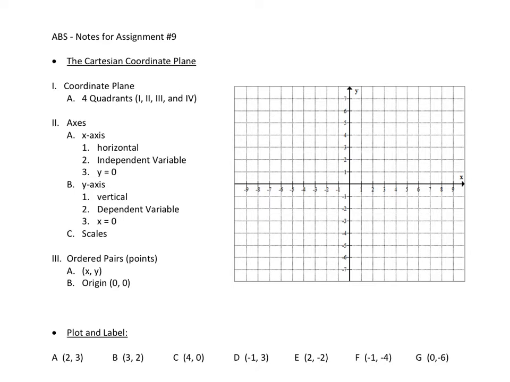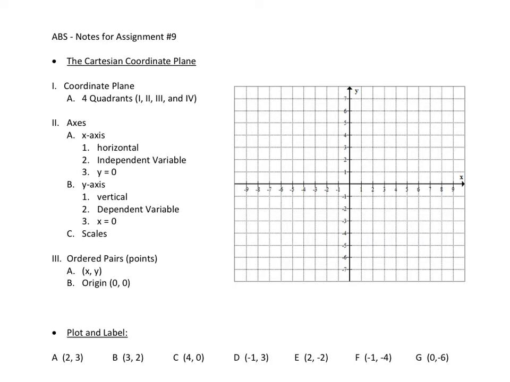In this video I will be covering notes for assignment 9 in the course ABS. More generally speaking, this video is all about graphing. How do you graph ordered pairs? We need to familiarize ourselves with the Cartesian Coordinate Plane, graphing some ordered pairs, and then we're just going to jump right into graphing lines using an XY T-chart or T-table or however you want to call it.